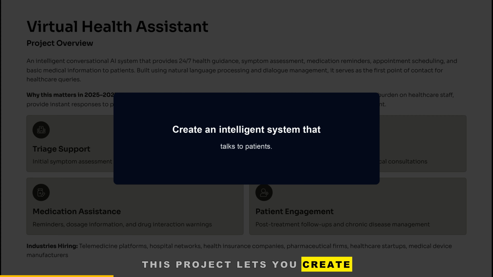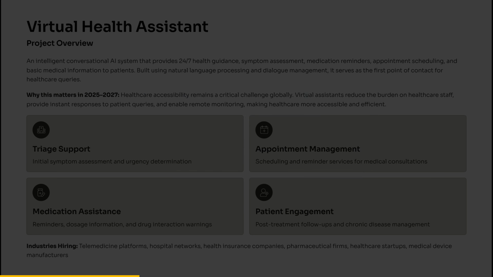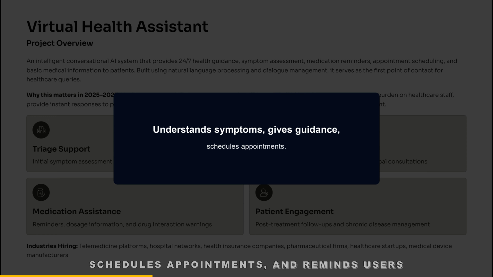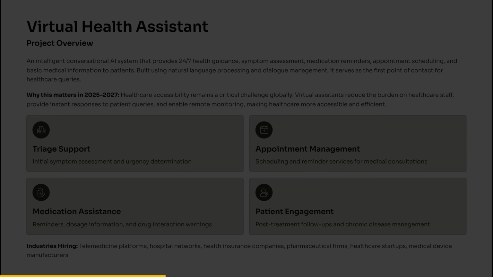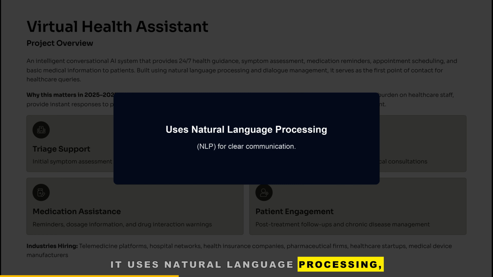This project lets you create an intelligent system that talks to patients, understands symptoms, gives basic guidance, schedules appointments, and reminds users about medicines. It uses natural language processing, so the assistant can understand everyday language and respond clearly.